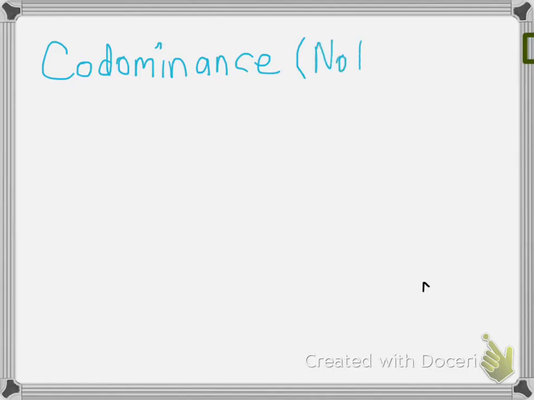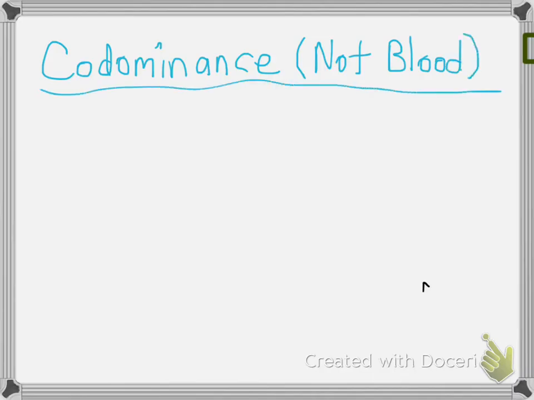Okay, in this video we're going to be looking at codominance. But specifically we want codominance that does not include blood crosses because they have a slightly different rule set. So we're looking at codominance and how codominance kind of differs from our previous problems.